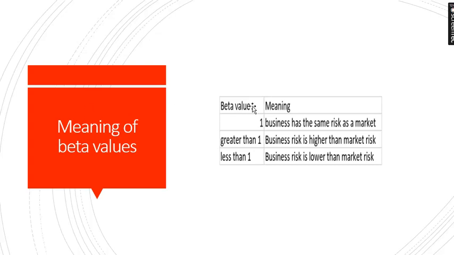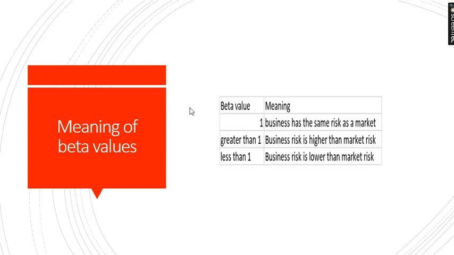Now if your beta value is 1, it means that the business has the same risk as the market. So whatever is happening in your business and the market is all the same. You have the same risks. If the beta is greater than 1, it means your business risk is higher than the market. Then if beta is less than 1, it means business risk is lower than the market.